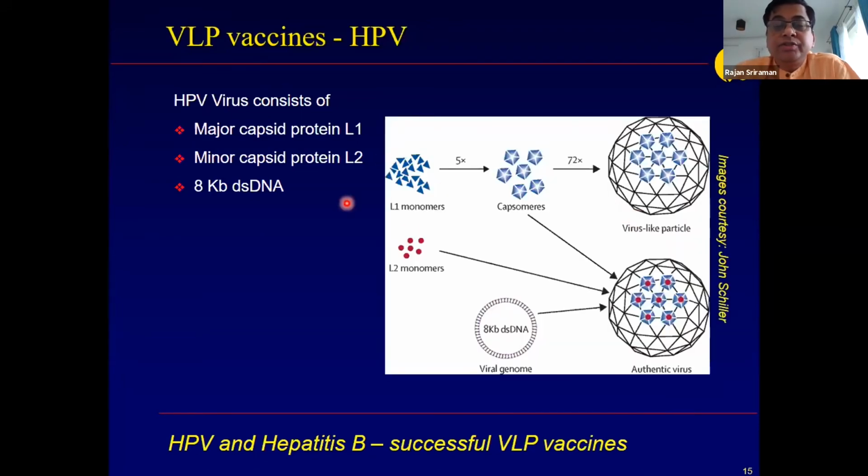So this is a picture I had shown earlier as well. You have L1 monomer, which forms a pentamer, which is a capsomere, and it can assemble as a virus-like particle. However, if you have an L2, you notice the difference between the VLP and the authentic virus. The L2 basically sits inside the pentameric structure. So it interacts with all 5 L1 and also binds the genomic DNA. And therefore, this is far more stable compared to a virus-like particle.